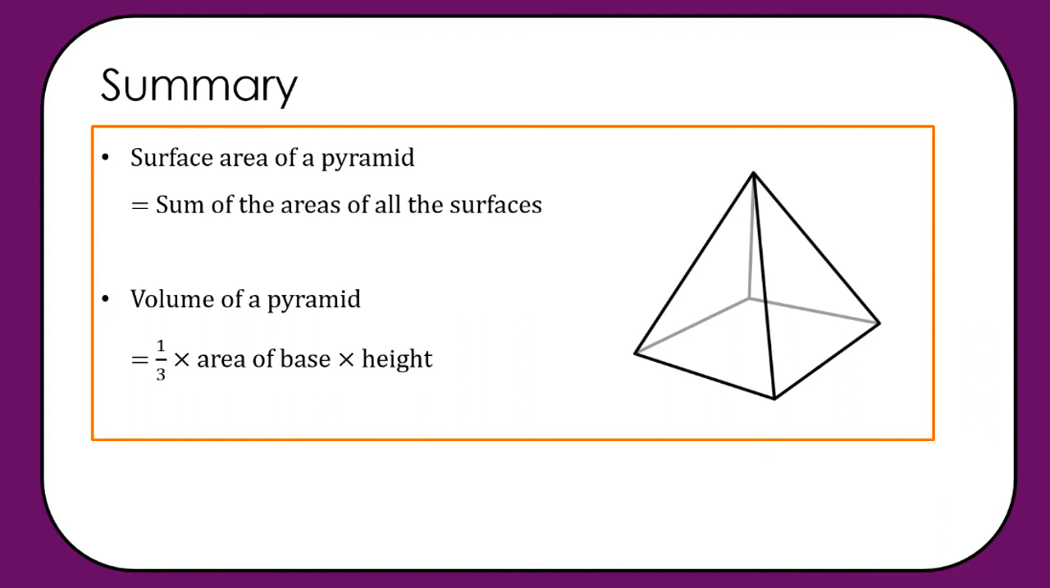So in summary, the surface area of a pyramid, like any other surface area, is the sum of the areas of all the surfaces. That might require some Pythagoras to work out heights of triangular sides. And the volume of a pyramid is 1/3 times the volume of the corresponding prism. That is 1/3 times the area of the base times the height.